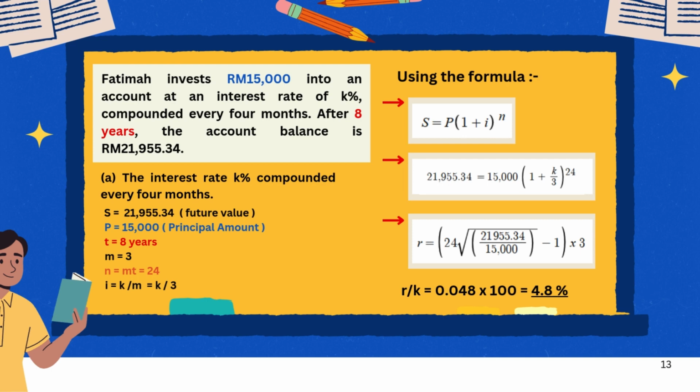For T equal to 8 years. For M equal to 3, this is compounded every 4 months, so 3 times a year. For N equal to 24, and lastly for I equal to K over 3. So we need to substitute the values into the formula and we can get K equal to 4.8%. So the interest rate of K compounded every 4 months is 4.8%.